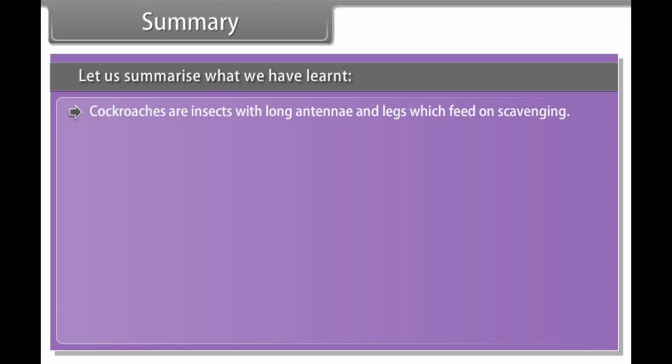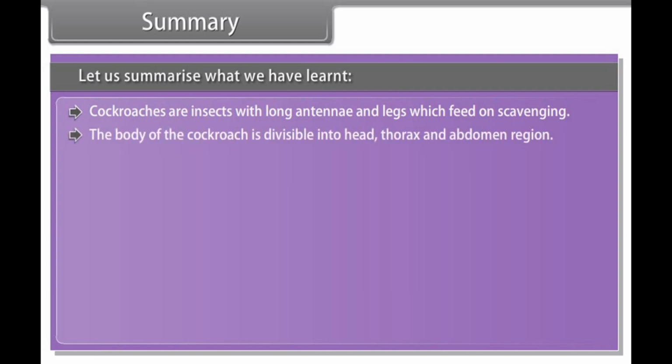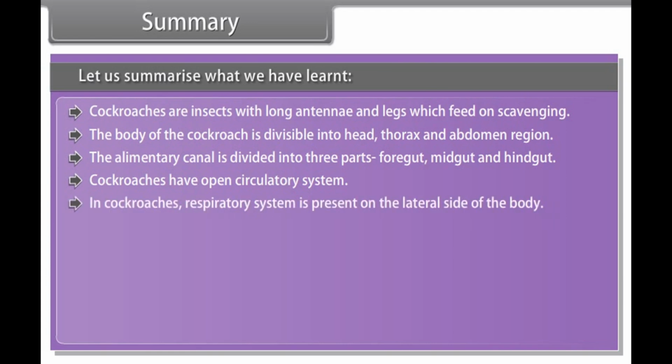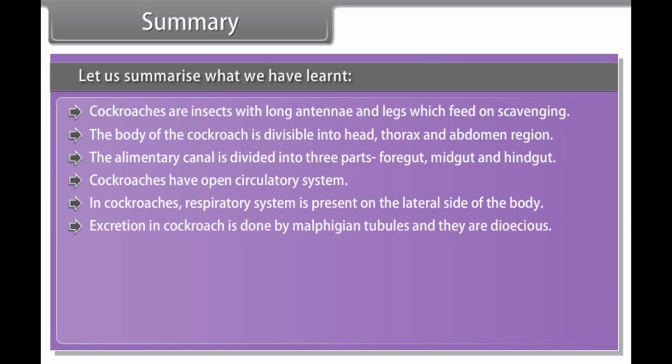Cockroaches are insects with long antennae and legs which feed on scavenging. The body of the cockroach is divisible into head, thorax and abdomen regions. The alimentary canal is divided into three parts: foregut, midgut and hindgut. Cockroaches have an open circulatory system. In cockroaches, the respiratory system is present on the lateral side of the body. Excretion in cockroach is done by Malpighian tubules, and they are dioecious.